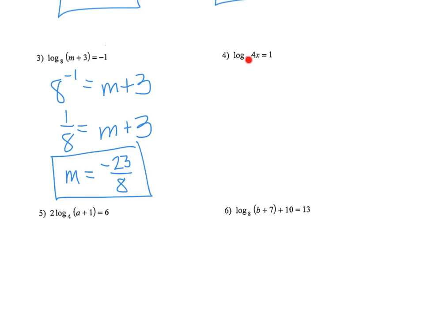This one we have base 3 raised to the first equals 4x. 3 raised to the first equals 4x. So again, we just need to figure out what's 3 to the first. Well, 3 is equal to 4x, so x is 3/4.